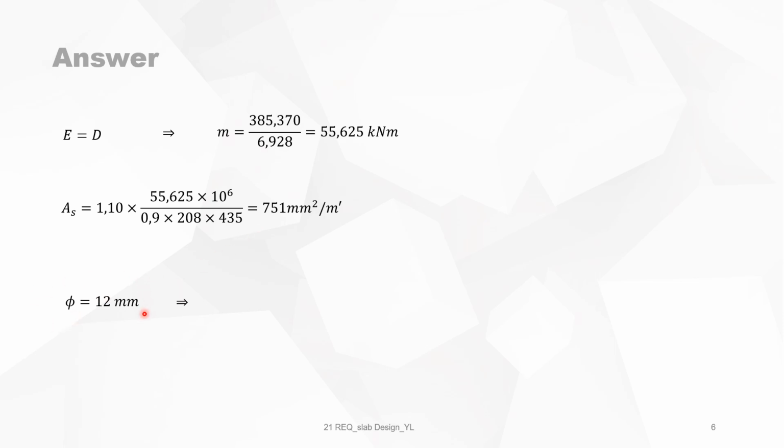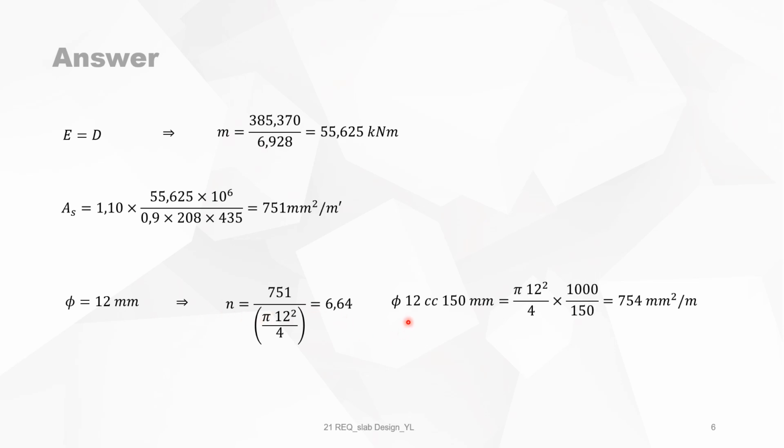We use a diameter 12. For a diameter 12, we need 6.6 bars per meter, or a diameter 12 center to center 150 will be okay, which is 755 square millimeters per meter.